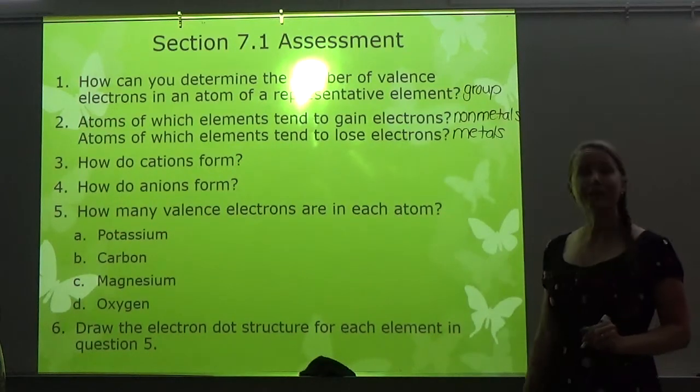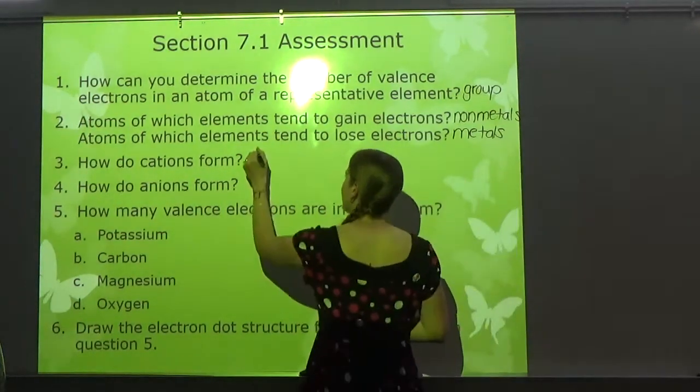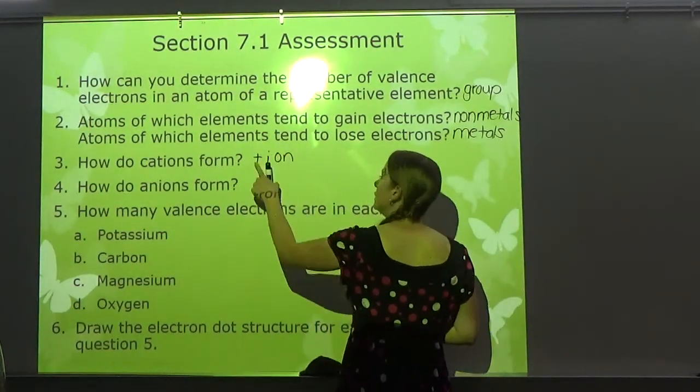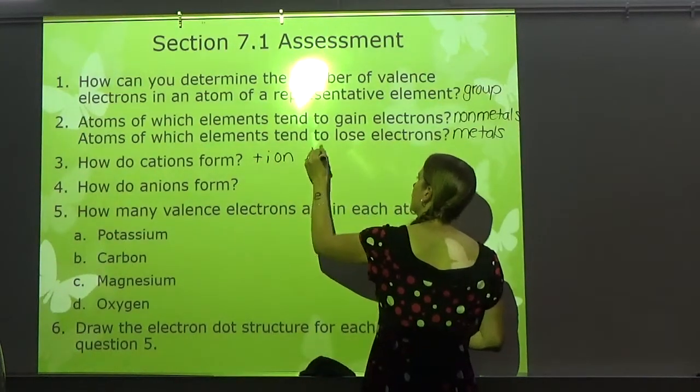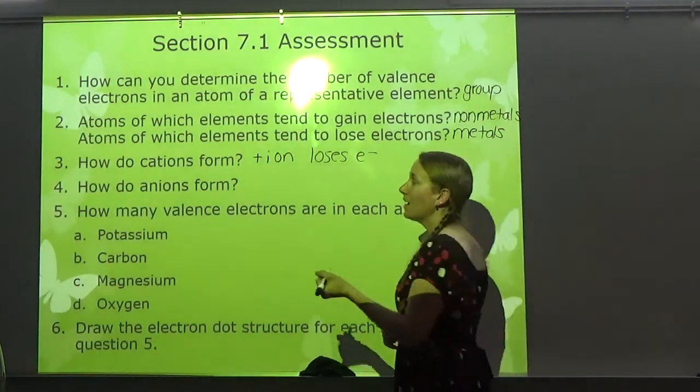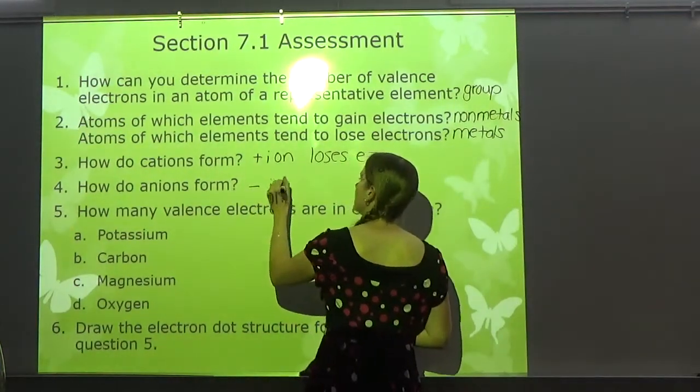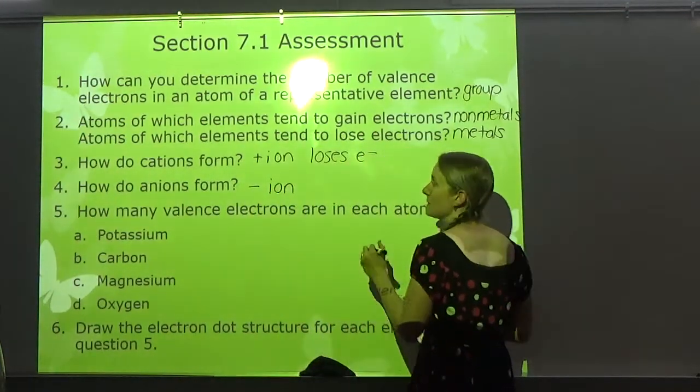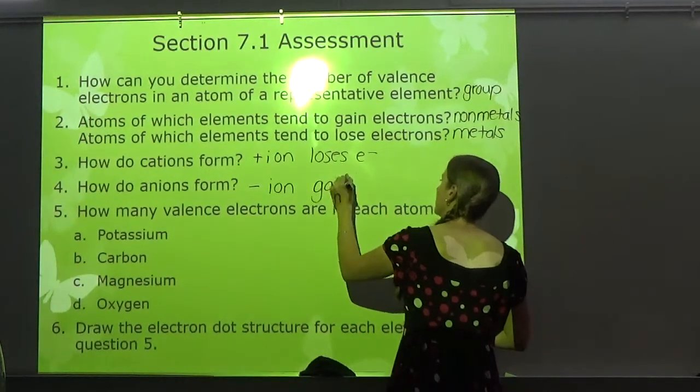Number 3, how do cations form? Well, first of all, a cation is a positive ion. So how does something become positive? It loses electrons. And then how do anions form? Well, anions are negative ions. So how does something become negative? It gains electrons.